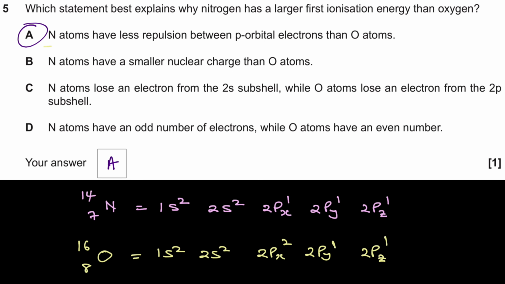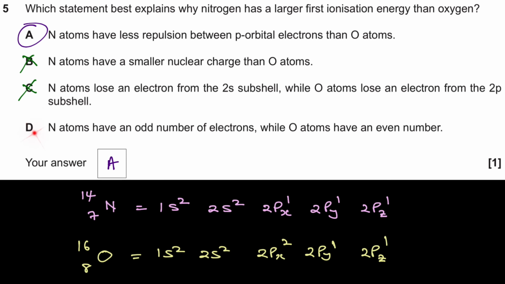We can confirm that by reading through the rest of them. For B, nitrogen atoms have a smaller nuclear charge than oxygen atom. Well, because you're adding more electron to oxygen and more proton, the nuclear charge of oxygen will be larger than nitrogen. So this is false. C, the nitrogen atom loses an electron from the 2s subshell, while oxygen atom loses an electron from the 2p subshell. Oxygen atom loses electron from 2p orbitals, but nitrogen also loses electron from 2p orbitals. This is not true as well, so this is wrong.